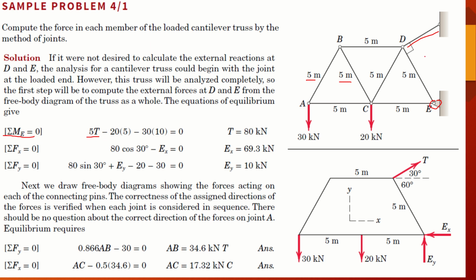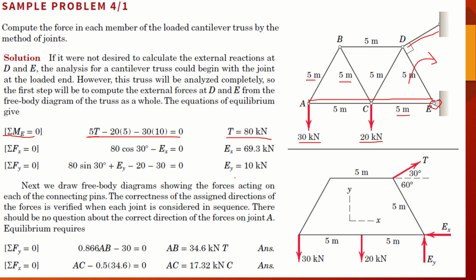As a result, this moment about point E, which is in clockwise direction, is balanced by two external forces of 20 kN and 30 kN acting at joint C and A respectively. The moment arm of the force at C is 5 meters, and the moment arm of the force acting at A is 10 meters, and we can introduce those values to say that the moment is being balanced by these two forces. We can find the value of T, which is 80 kilonewtons.